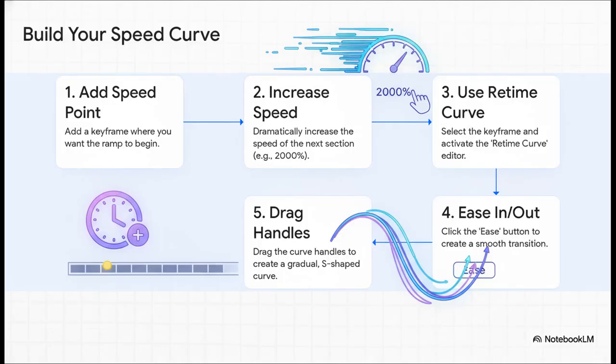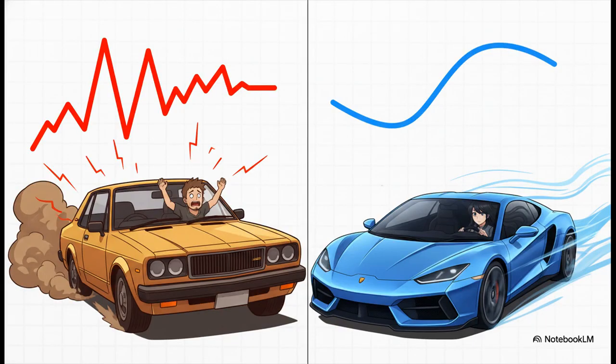So, right on your timeline, you're going to use the retime controls to drop a speed point right where you want that acceleration to kick in. Then, you crank the speed of the next section up, and I mean way up, something dramatic, like 2,000%. But the real magic happens in the retime curve graph. By selecting that keyframe and clicking Ease, you can then drag the handles and turn that harsh, abrupt change into a beautiful, smooth S-curve.